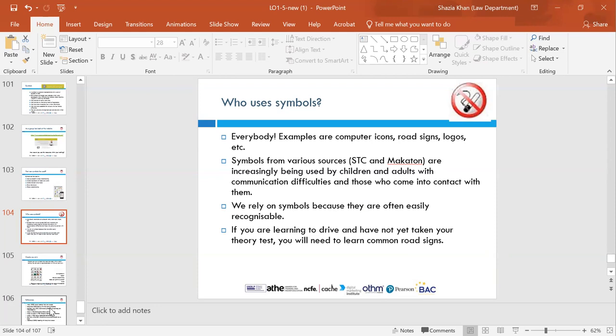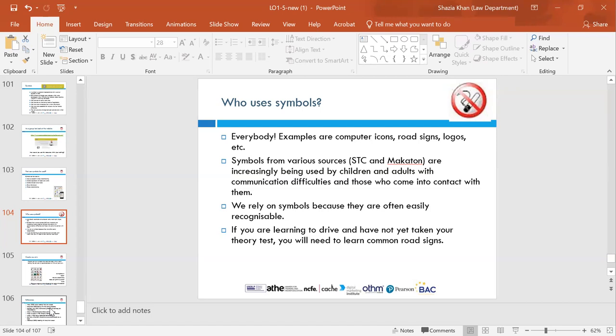So everyone uses symbols, and the use of symbols is really good in regards to trying to get something across. They hold no visual resemblance to the concept or idea they represent. For example, the letter R represents a sound that doesn't have any image. Symbols from various sources, STC and Makaton, are increasingly being used by children and adults with communication difficulties and those who come into contact with them. We rely on symbols because they are often easily recognizable.